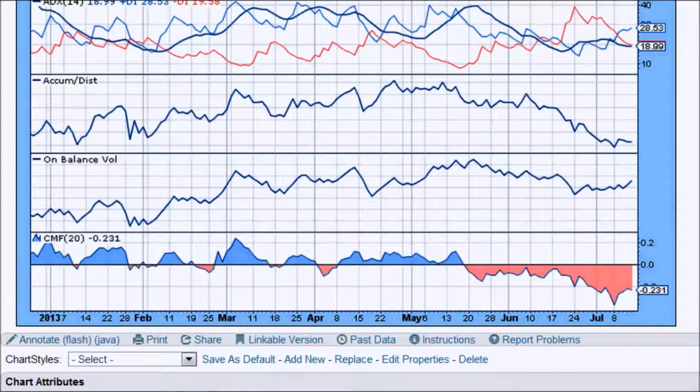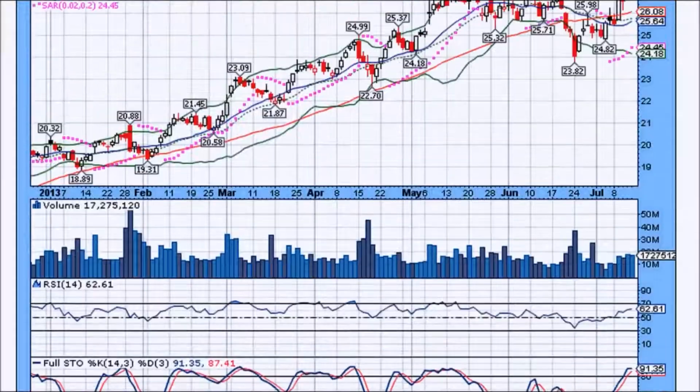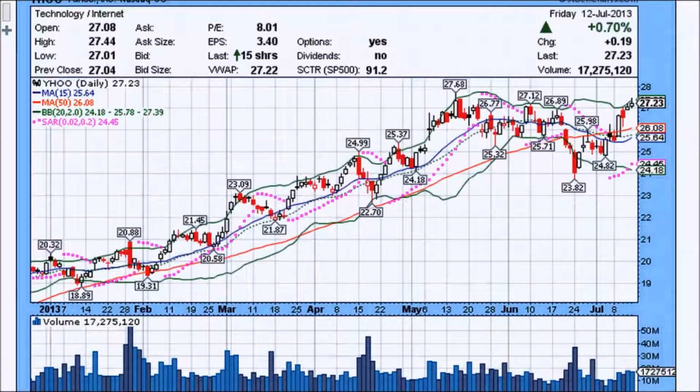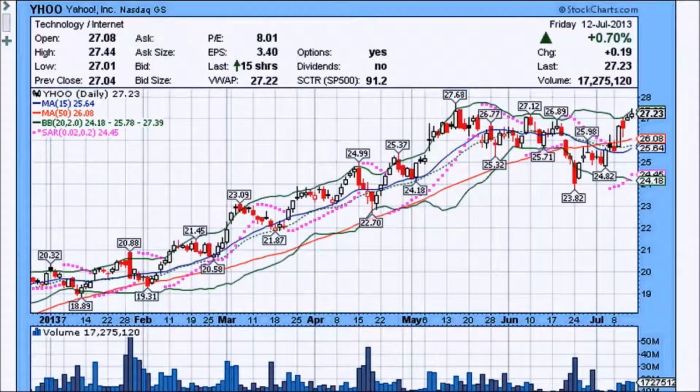This is how my chart looks, and everybody's going to be different. Everyone has their own preferences as to what their favorite technical indicators are, and that's the great thing about technical analysis: everybody develops their own style. They borrow things from other people and make it their own. And that's what I've done, and that's how I came up with this particular setup. And that's what you'll be doing.